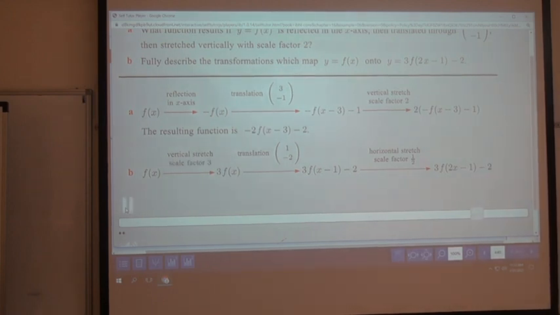Chapter 3. So, to map y equals f of x onto y equals 3 f of 2x minus 1 minus 2, we apply a vertical stretch with scale factor 3, then a translation through 1 minus 2, then a horizontal stretch with scale factor 1/2. Does that make sense? So try some questions on this.